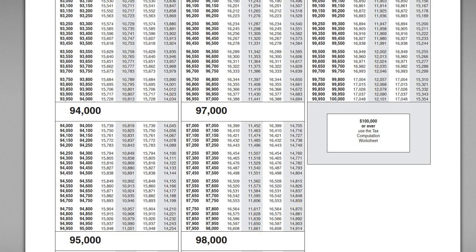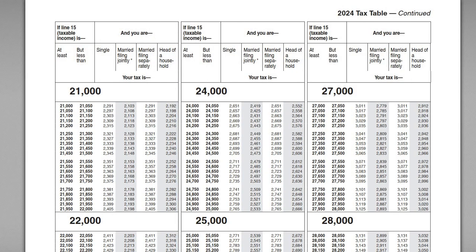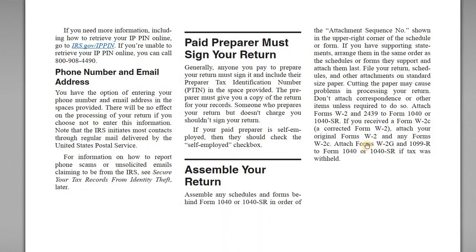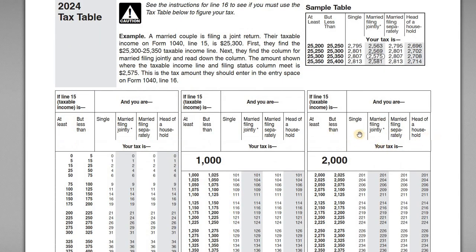tax computation worksheet. If you have any qualified dividend income or long-term capital gains, you have to use the qualified dividend long-term capital gain tax worksheet as well. So in this case, none of those apply to her. Her income is below the threshold, so we can just use this table. So the way the table works, you look up where your income falls within these ranges and then move from left to right to find your filing status, and that tells you the amount of tax you have.